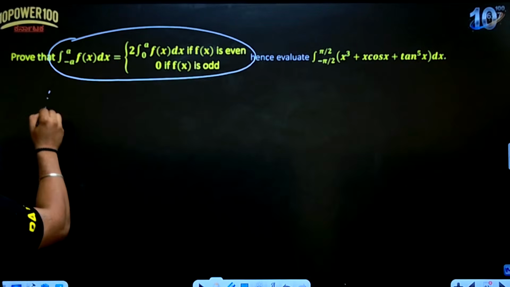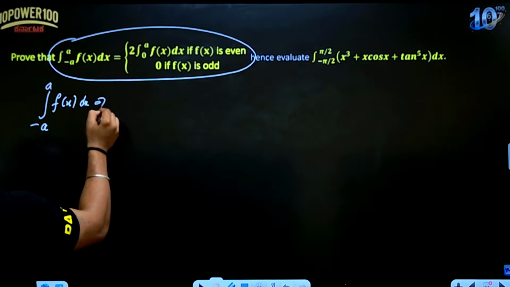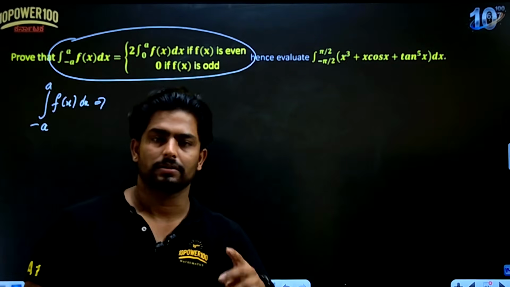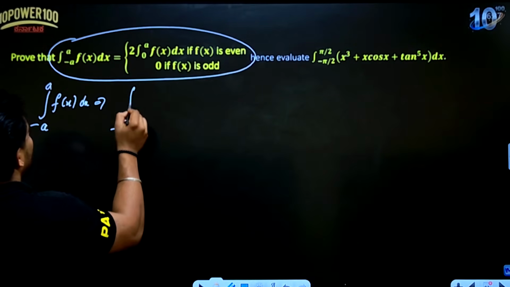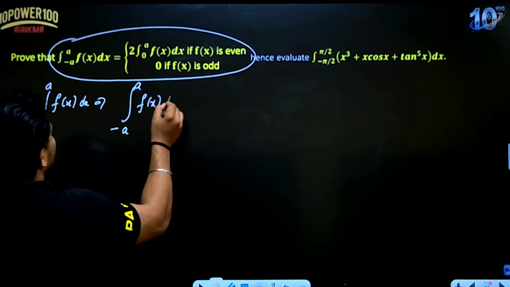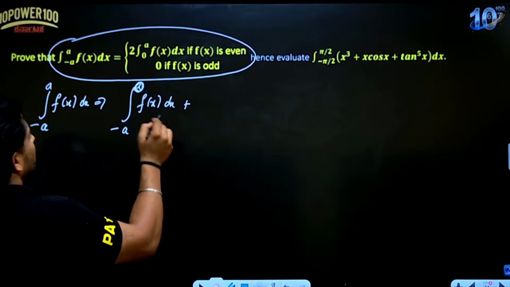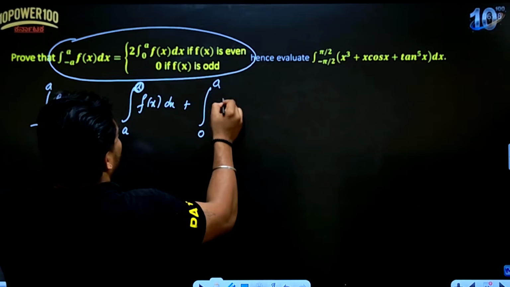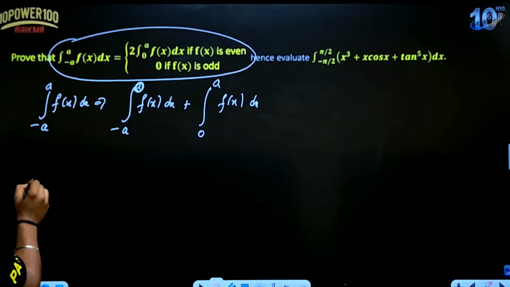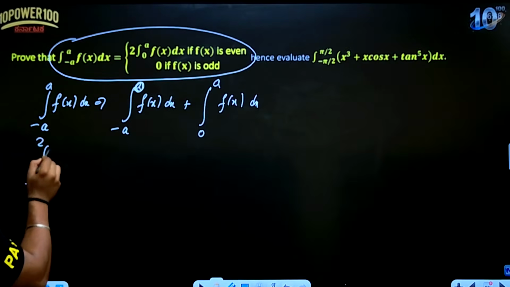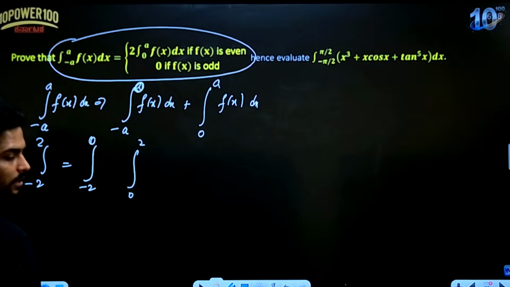So first write this: integral from minus a to a of f of x dx is equal to, now by using the splitting property, the third or fourth property, I'll write integral from minus a to 0 of f of x dx plus integral from 0 to a of f of x dx. For example, if we have minus 2 to 2, I'm writing this as minus 2 to 0 and 0 to 2. Okay?